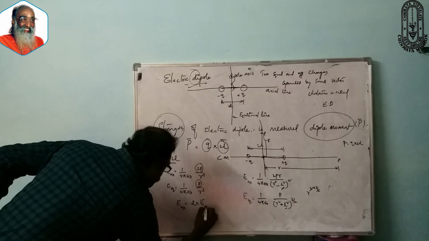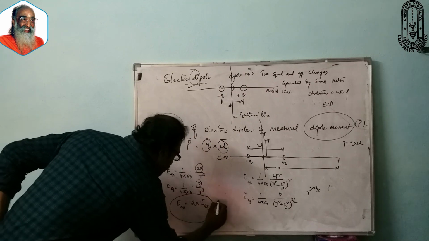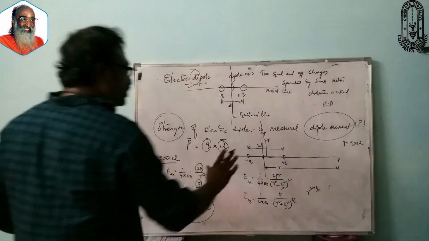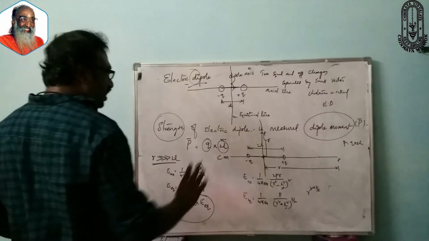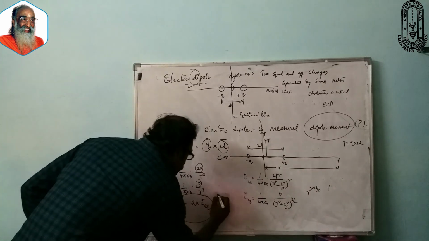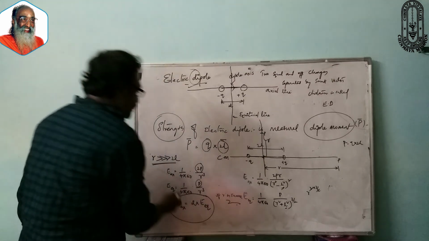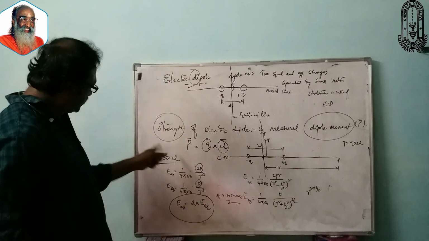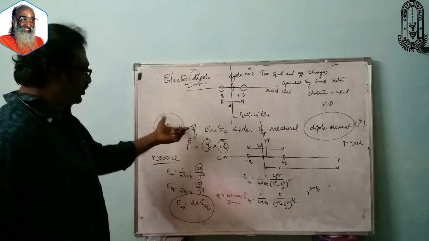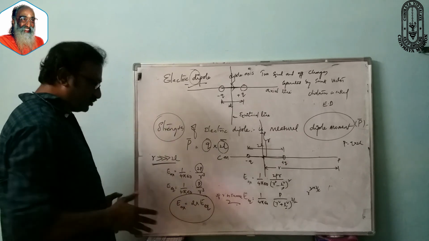We can use this when the separation is the same. That means on the axial line and on the equatorial line, if the distance R value is the same, and R is very much bigger than 2L, and if the axial line R and equatorial line R are the same, you can apply this and solve these problems. After going through this concept, we'll come again with the numericals. You see.